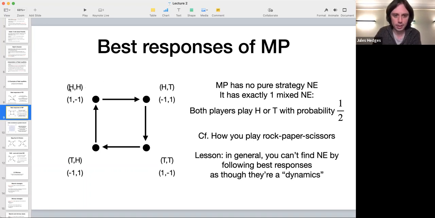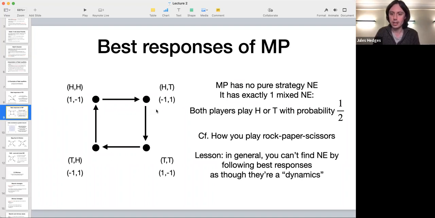Say we're in the strategy profile HH, and so player 1 is happy. They don't want to unilaterally deviate away from H, because that would decrease their payoff from 1 to -1, whereas player 2 does want to deviate from heads to tails, because then they go from -1 to +1. So that takes us here. But once we're here, now player 1 wants to deviate to here. And so we go in a loop. So we have no Nash equilibria in pure strategies.